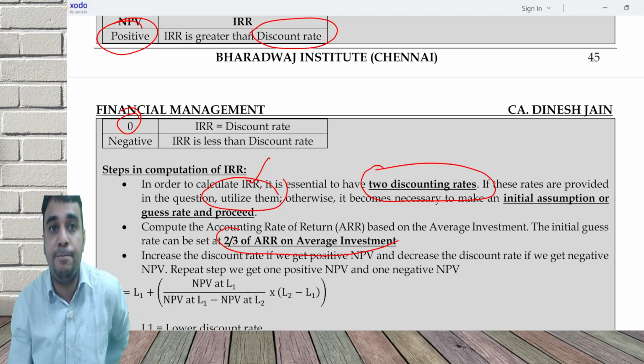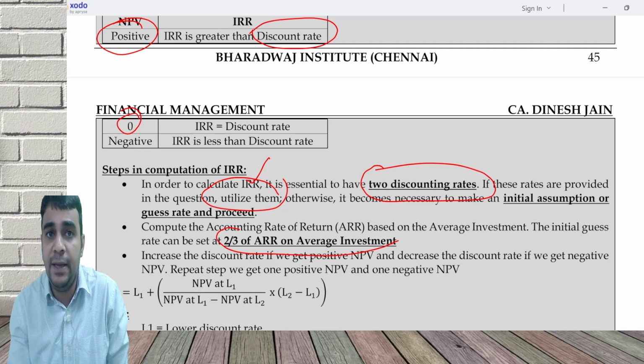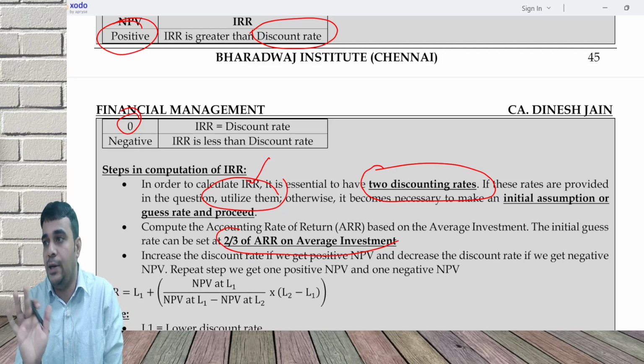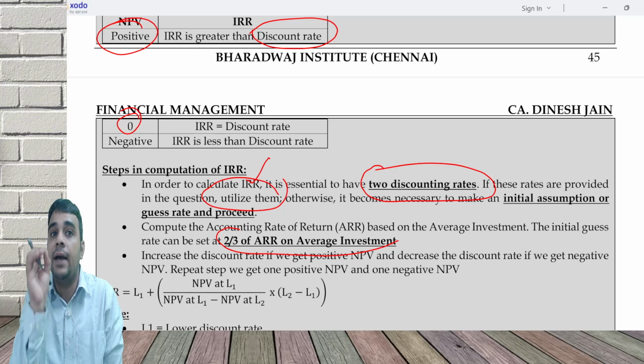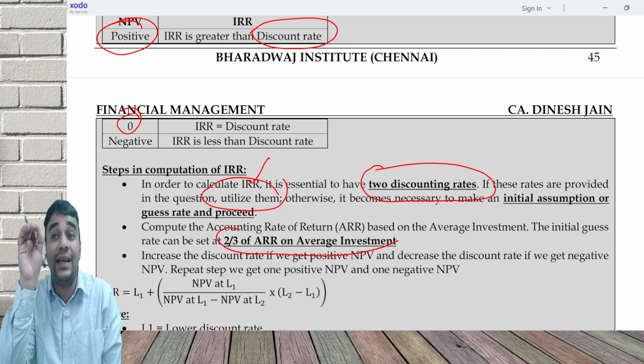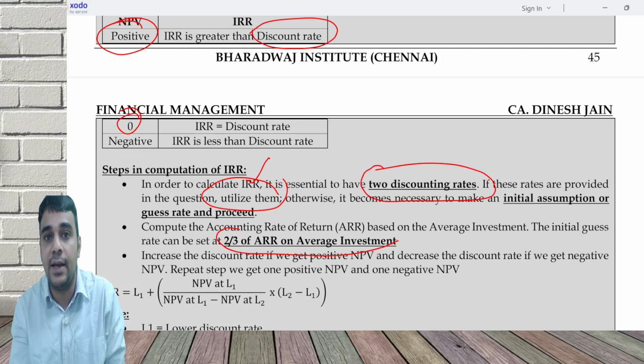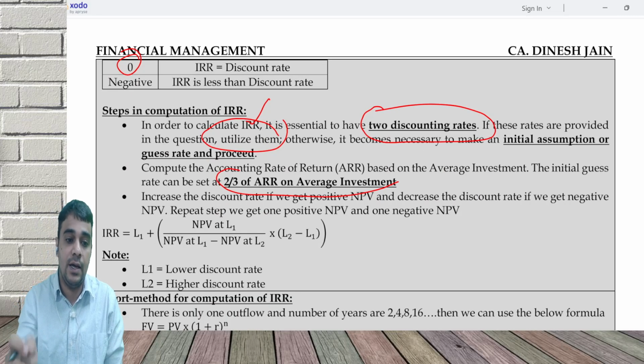The last one which you did. Positive means IRR will be greater than 8%. How much? I don't know, but it will be greater than 8%. If you get negative, IRR will be lesser than 8%. And if you are getting exactly 0, IRR is equal to 8%.